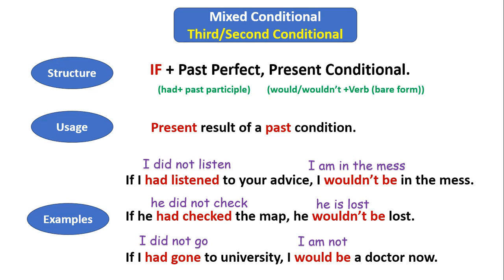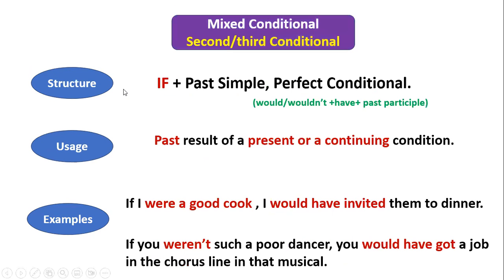كان زماني دكتورة. So what does it mean? It means I didn't go to university and I'm not a doctor now. I'm probably something else. Fine? Okay. There is also a possibility to start with the second conditional and end with the third conditional in this way. Sometimes the situation is like we have a past result of a present or a continuing condition.